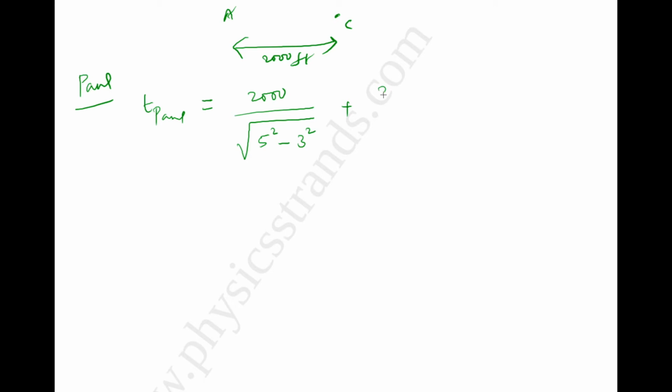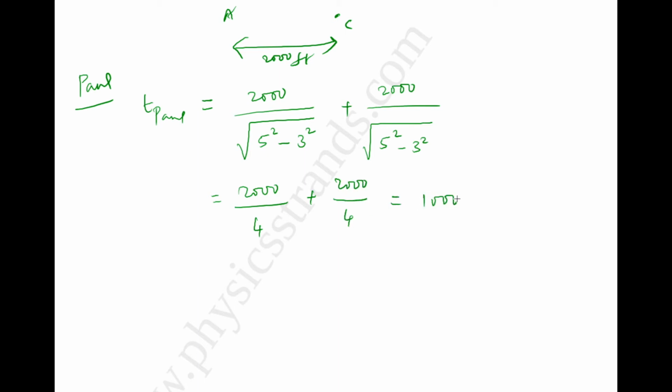plus, of course, for the return journey also the same. The distance is 2000 feet, L in our original derivation, over 5 squared minus 3 squared again. So we can simplify that as 2000 over the square root of 25 minus 9, that is square root of 16, that is 4, plus 2000 over 4, that is 1000. This is in seconds. So time is in seconds. This is for the journey across the river current. The river current is v, and the direction of travel between A and B is perpendicular to it for Paul.